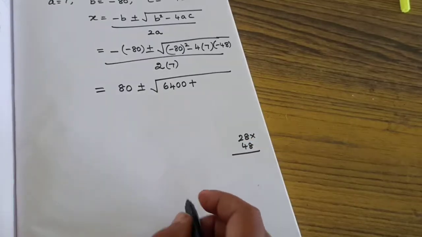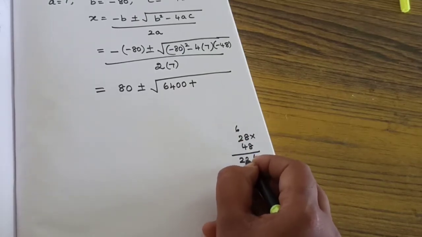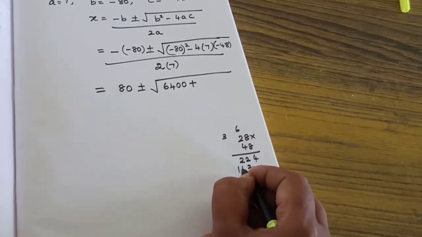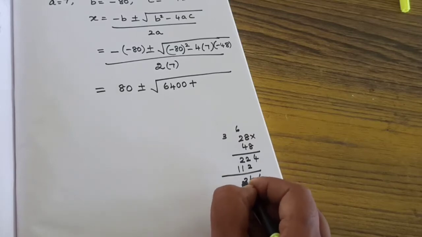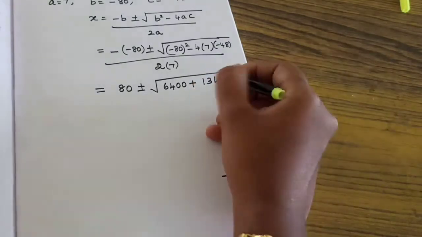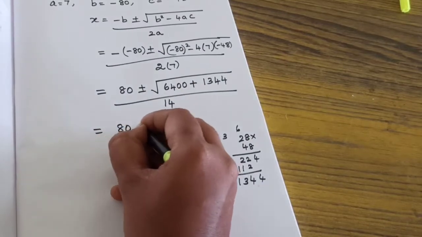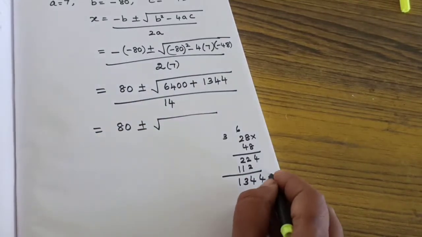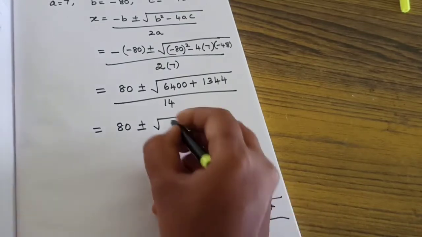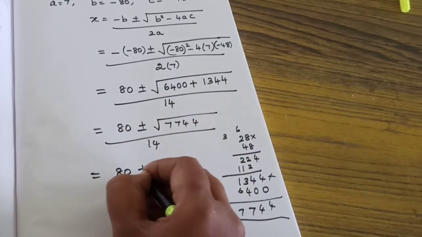Okay, listen dear students. 28 into 8, 8 8s are 64, balance 6. 8 2s are 16, 22. Then 8 4s are 32, balance 3. 4 2s are 8, 9, 10, 11. Okay. So 1344. Shall we solve now? So 1344 by 7 2s are 14, which is equal to 80 plus or minus square root of, we are adding this 6400. So 7744 divided by 14, which is equal to 80 plus or minus.